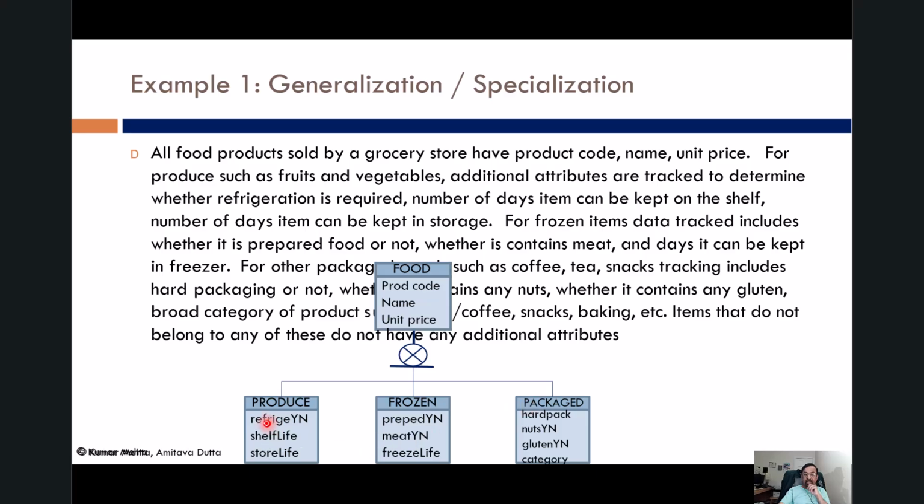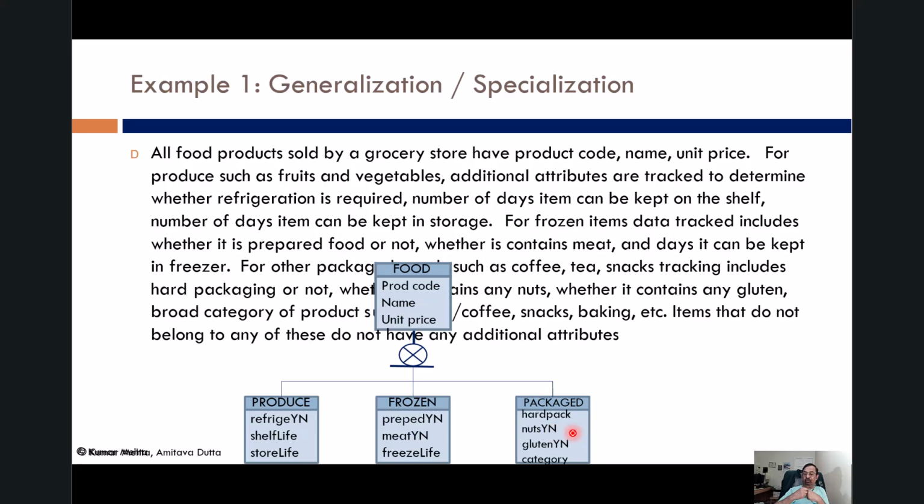And if you look at the attributes for produce, it's whether it's refrigerated, yes, no, what is its shelf life, what is its store life. For frozen food, whether it's a prepared food or not, does it have meat, how long can it be kept in the freezer. And for packaged food, you have other things which says, is it a hard package, does it have nuts in it, does it have gluten. So you can see that for the subtypes, the specializations, the attributes are not shared, they're not common.